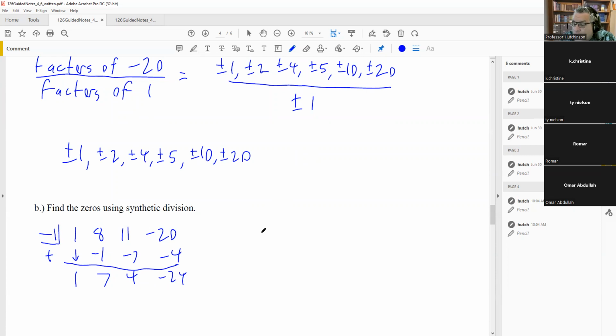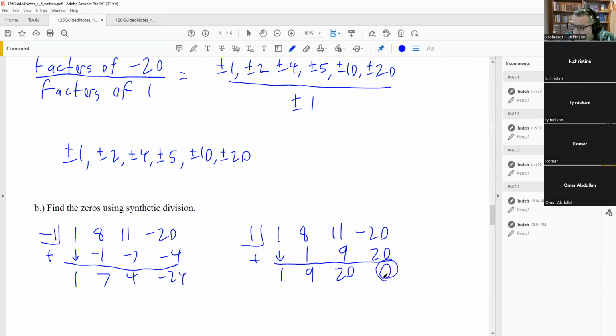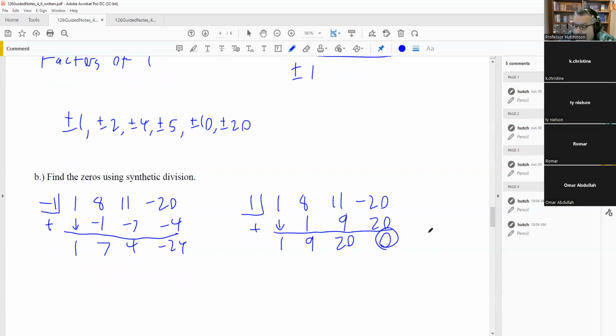So then what you would do is you would try the next one. You would try a 1. 1, 8, 11, -20, and go through that. 1 drops down. 1 times 1 is 1. We're adding this together, we get a 9. Multiply that together, it's 9, goes here. Add it together, we get 20. 20 times 1 is 20. And then, as we notice here, we do get a 0 for this. That means that 1 is our answer, or one of the answers that we're going to have. So we're going to have other ones, but that's one of our answers, x equals 1.